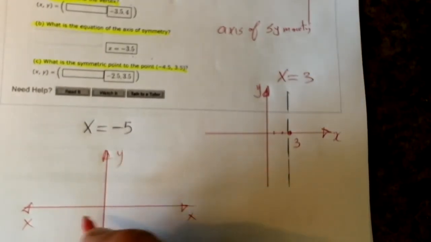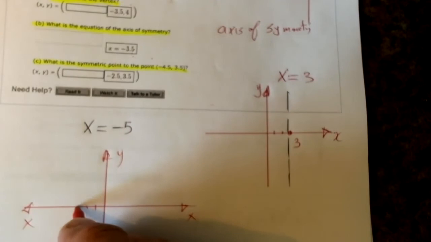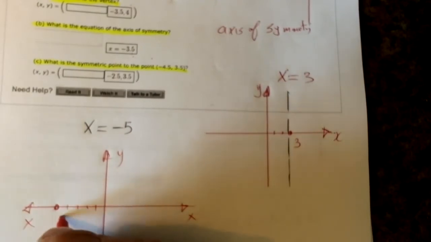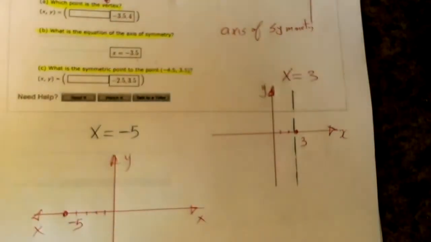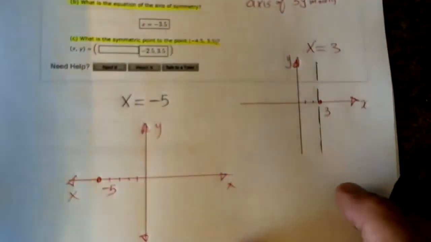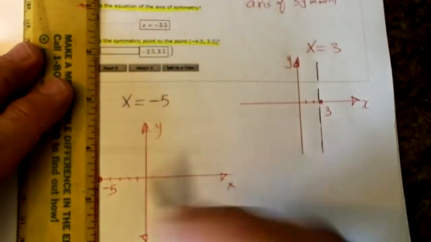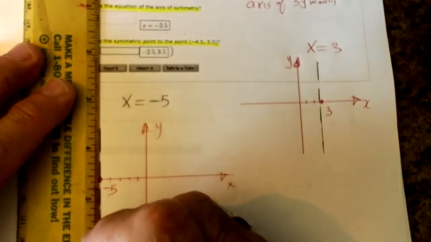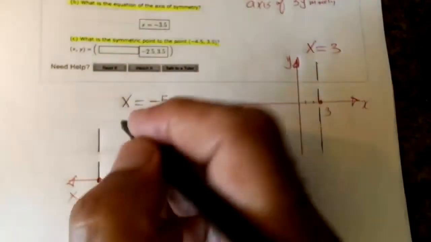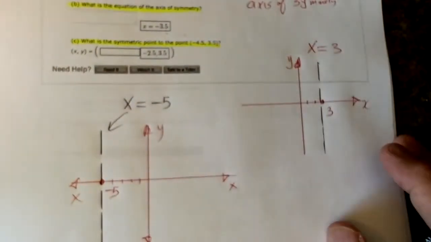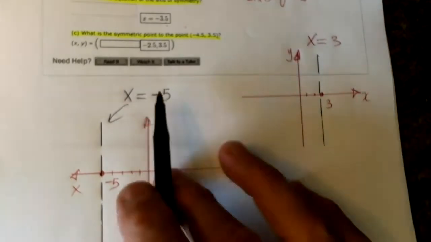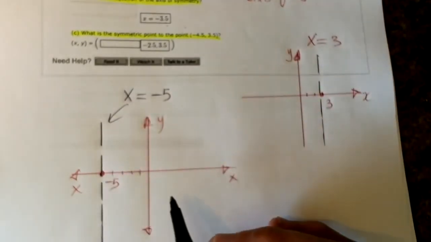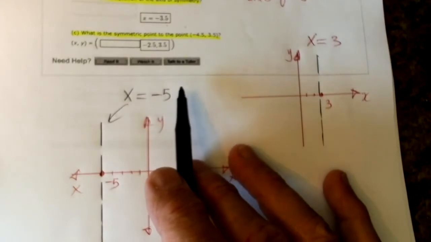So you go on the x-axis, you find -5. 1, 2, 3, 4, 5. This is -5, right? And you draw the vertical line here. This is x equal -5. X equal a number is a vertical line because it doesn't have any y value.